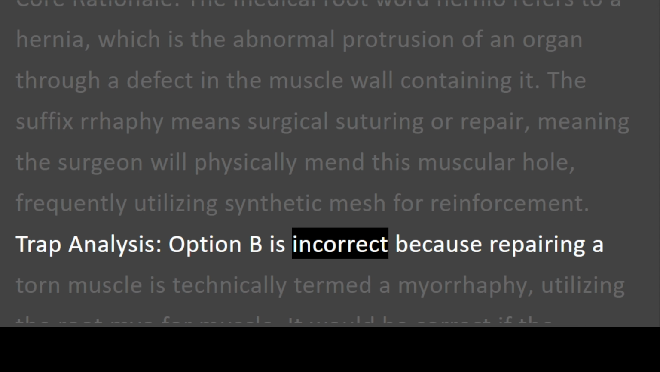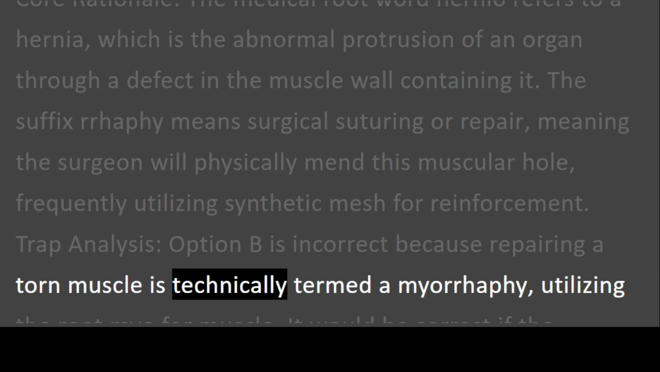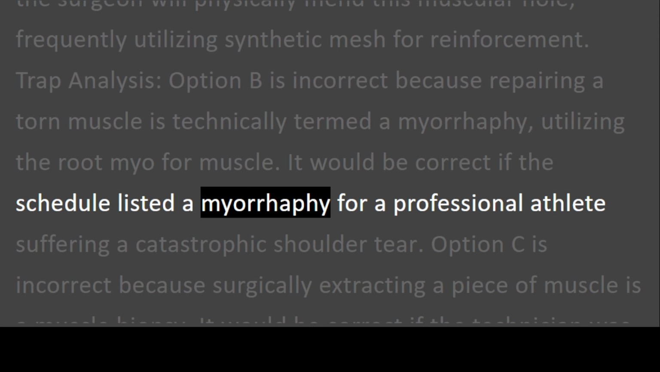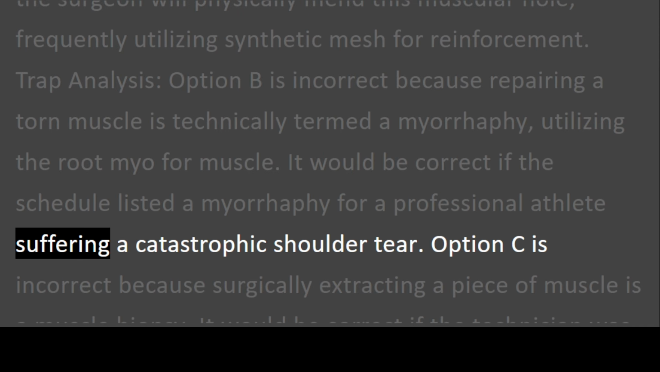Trap analysis. Option B is incorrect because repairing a torn muscle is technically termed a myorrhaphy, utilizing the root myo for muscle. It would be correct if the schedule listed a myorrhaphy for a professional athlete suffering a catastrophic shoulder tear.